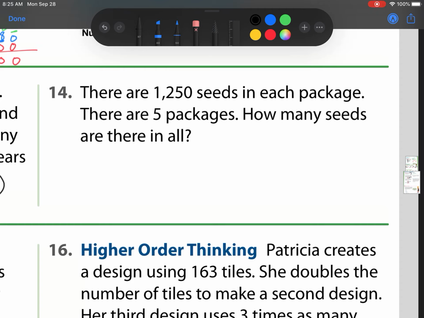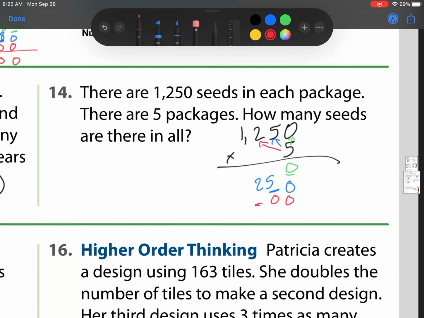Now, number 14. There are 1,250 seeds in each packet. There are 5 packages. How many seeds are there in all? So we have a multiplication problem. We're making equal groups, so we're just going to multiply. So again, our ones place value is 0. Our tens place value, I add a 0 so I can start writing in the tens, is 25. Our hundreds place value, I add 2 zeros so I can start writing in the hundreds. 5 times 2 is 10.